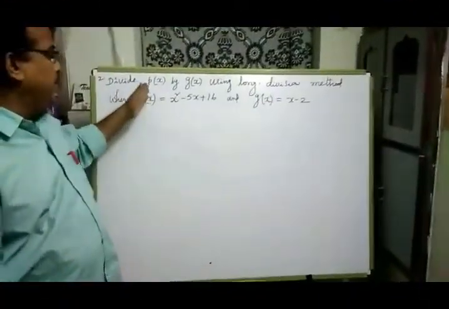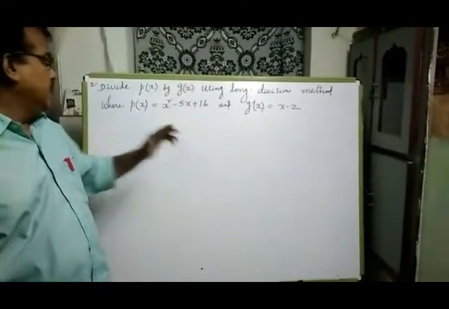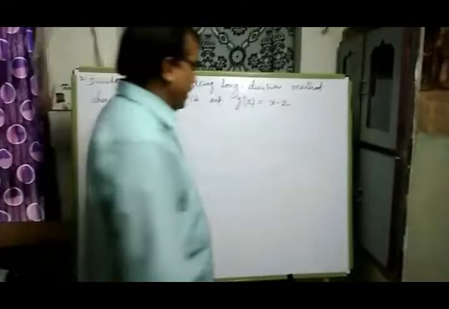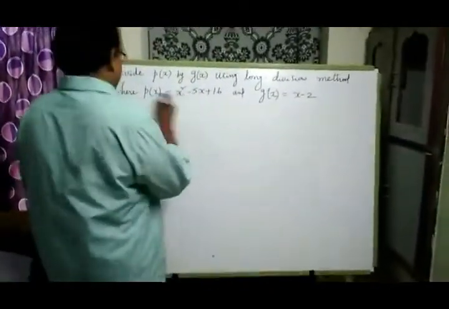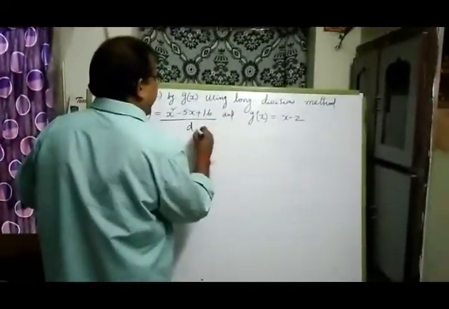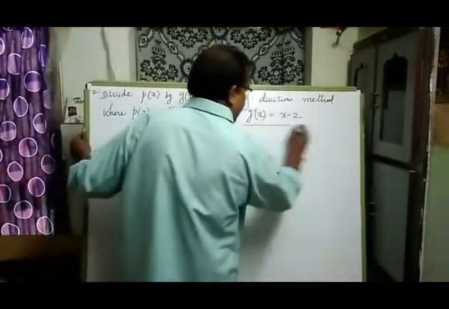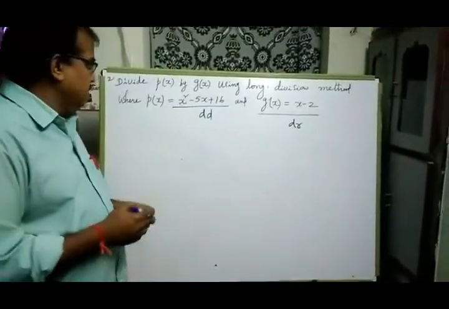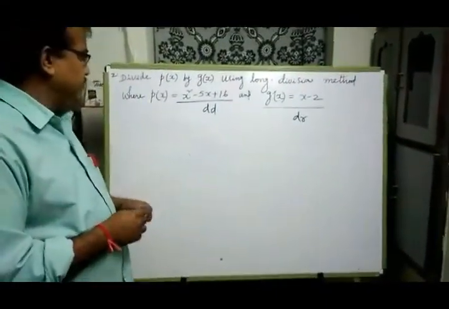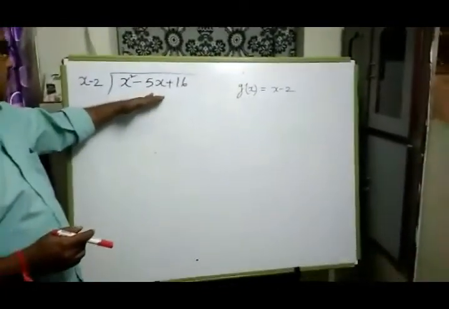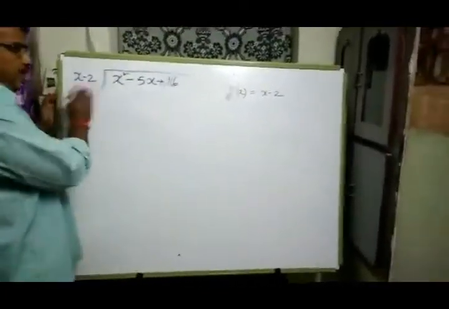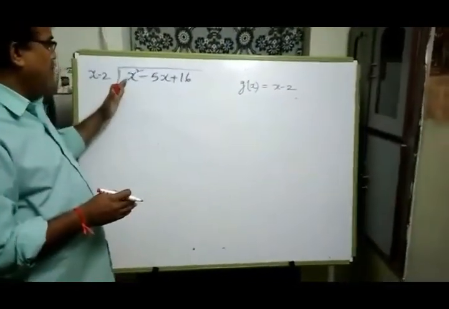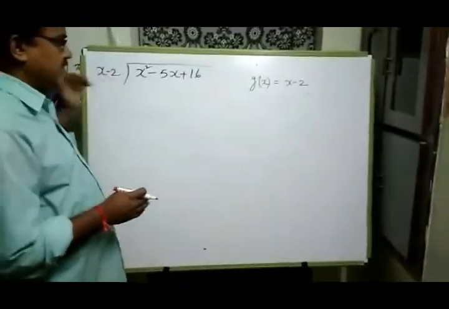Divide p of x by g of x using the long division method, where p of x is equal to x square minus 5x plus 16 and g of x is equal to x minus 2. This is the dividend, shortcut dd, and the divisor, dr. Now we'll go for a division. This is p of x, this is g of x.